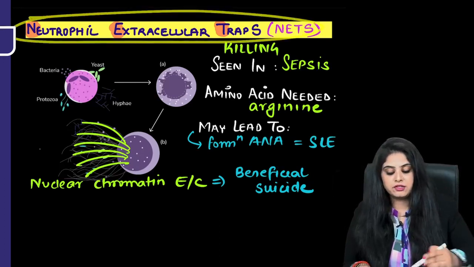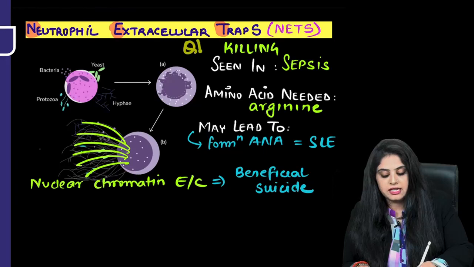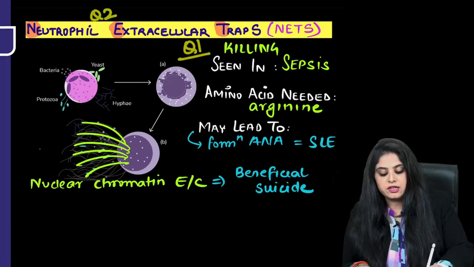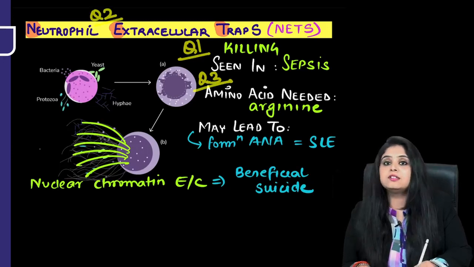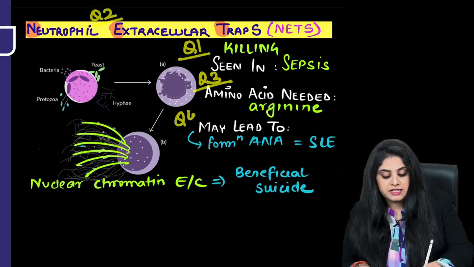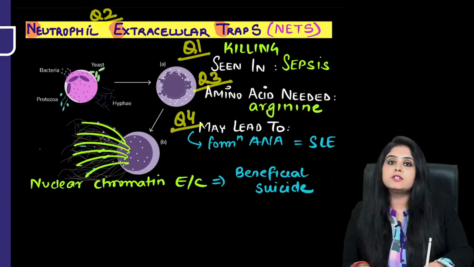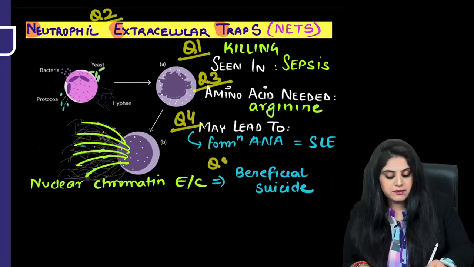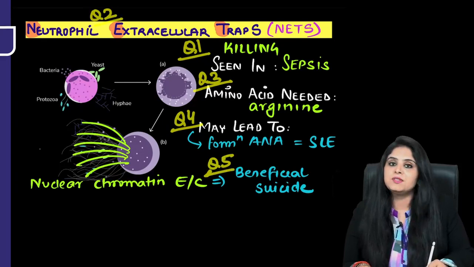So these are the questions. What is neutrophil extracellular traps? Question 1, it's a kind of killing. Do you see it intracellularly or extracellularly? Outside, okay. And who is going to allow this to happen? It is arginine. Because what is the side effect of it? What can happen because of it? It is going to be SLE. What is the other name for it? It is also known as beneficial suicide.